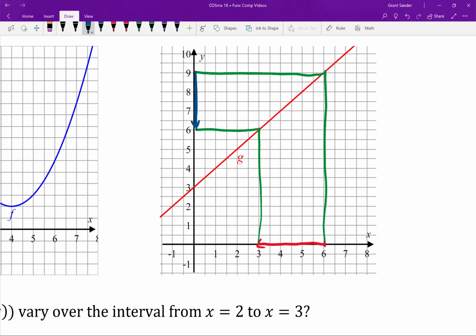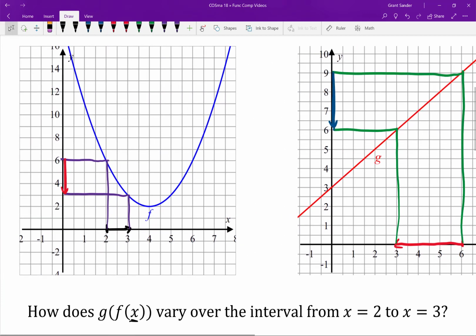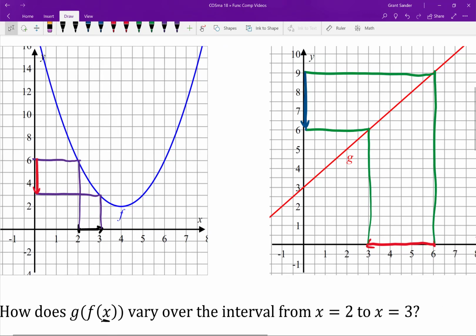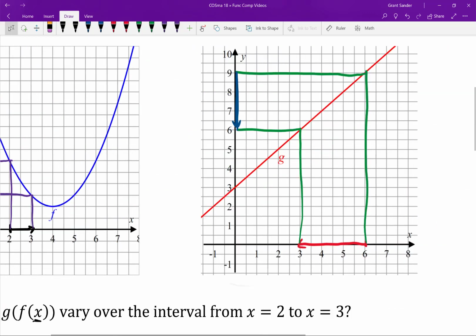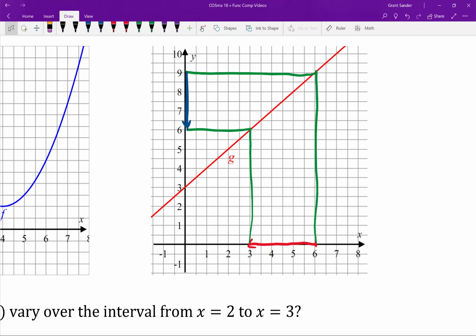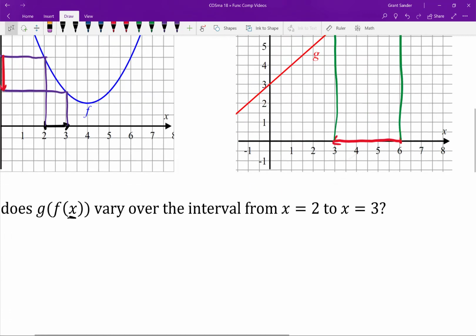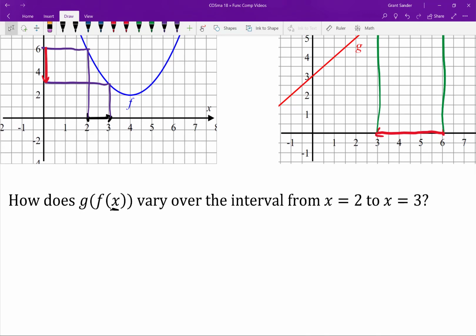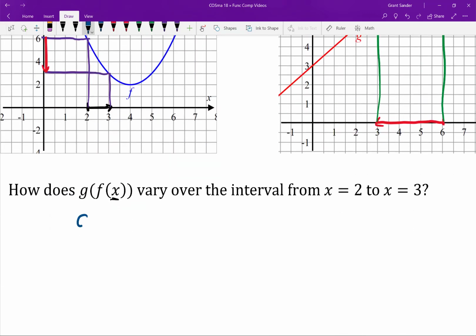So if we put all of this together, we could say, as the input of f increases from 2 to 3, the output of f varies from 6 to 3. And as the output of f varies from 6 to 3, and we're using that as the input to g, we're thinking of the input of g varying from 6 to 3, at which point the output of g varies from 9 to 6. Therefore, we could say g of f of x varies from 9 to 6. So g of f of x varies from 9 to 6 as x varies from 2 to 3.